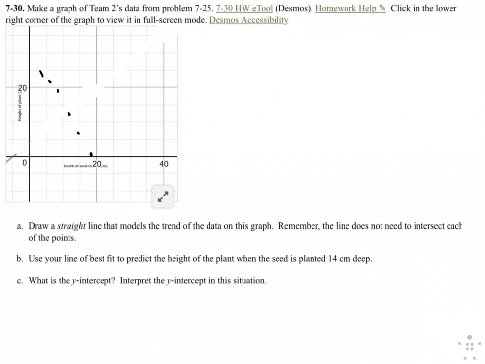And then A says draw a straight line that models the trend of the data. Well, this is quite easy, right? It goes like that, right? There's the trend line. And it doesn't intersect each of the points. Again, it's a line of best fit or a trend line, right? Either one, you can call it either one.